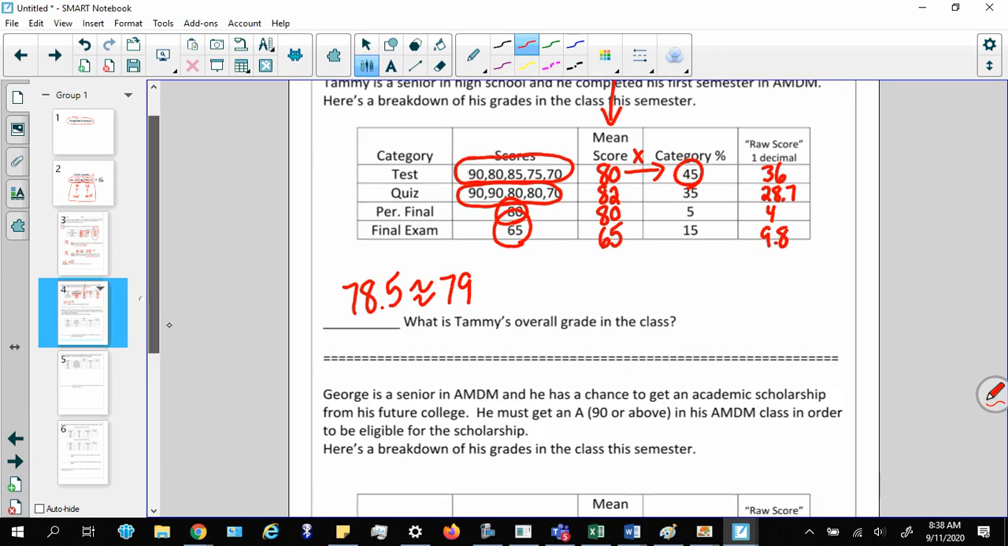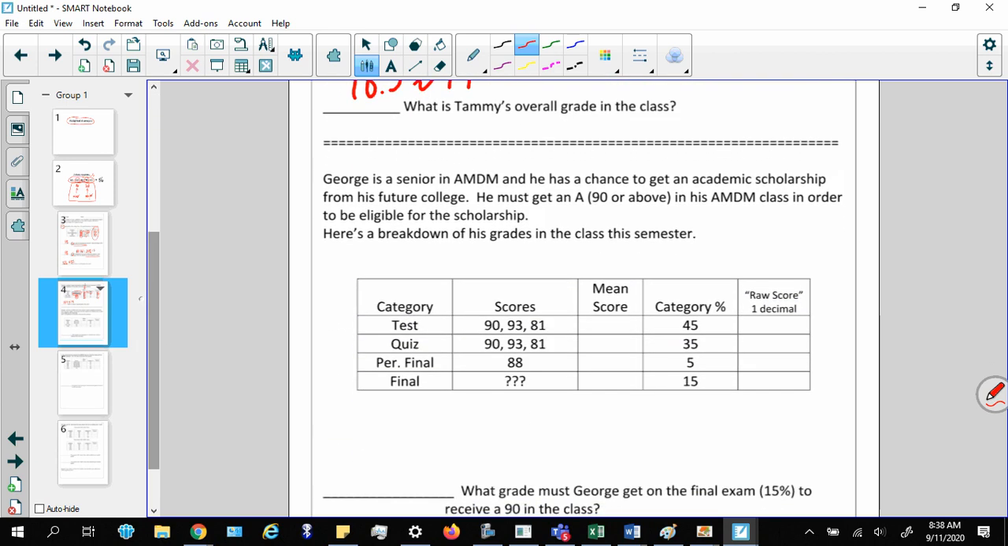Now, the last question that you might run into, and what happens, because if your eyes go straight to the fact that we now have question marks, you know that this question is going to be a little different. All right, so George is a senior, and he has a chance to get an academic scholarship. He must get an A. He must get a 90 or above in order for him to be eligible for the scholarship.